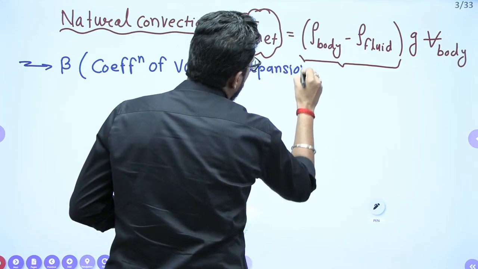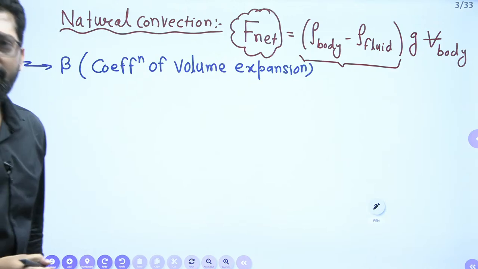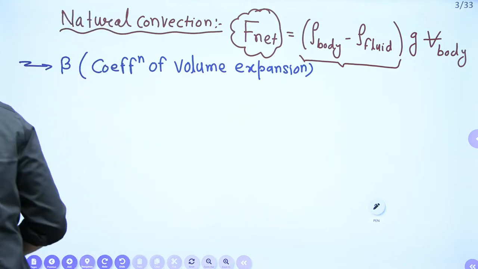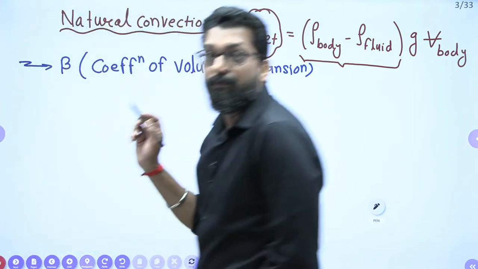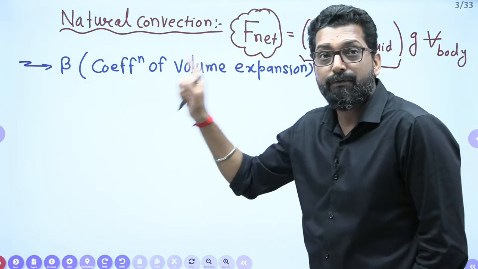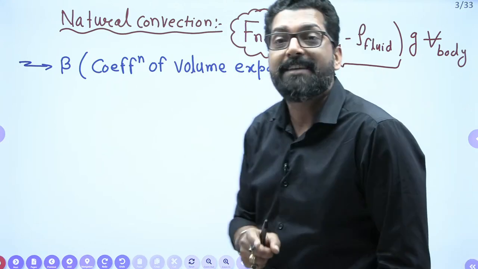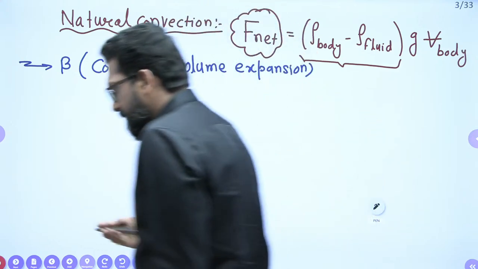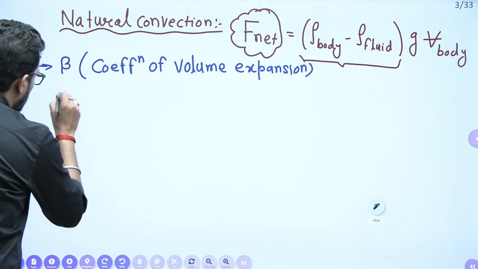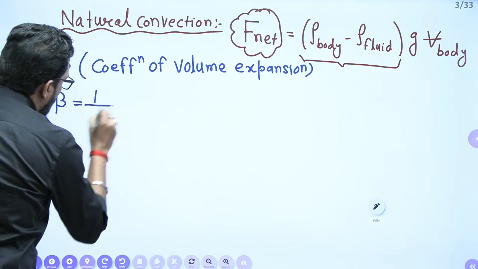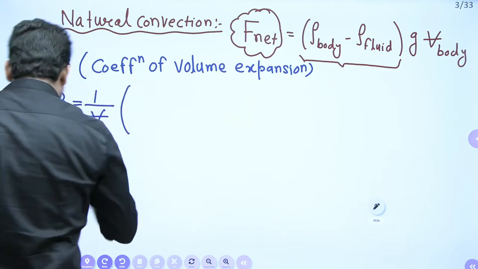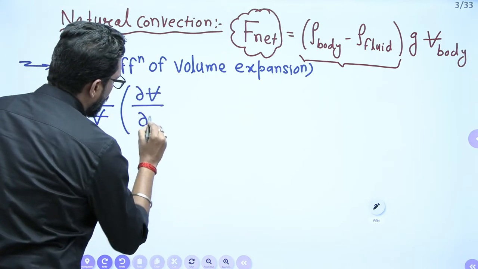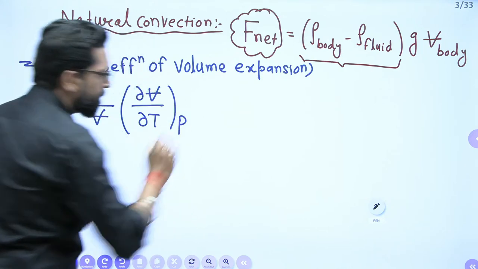Coefficient of volume expansion. What is the coefficient of volume expansion? It is measured by the change in volume. That means it measures the change in volume of the fluid with respect to temperature at a constant pressure. That means beta is equal to 1 by volume into d of volume by d of t at a given pressure p.